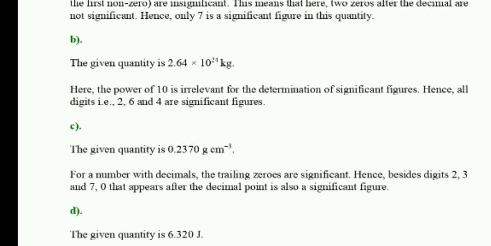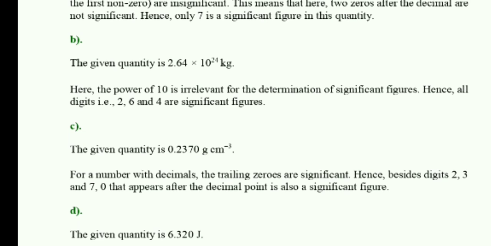Now come to B. The number is 2.64 into 10 to the power 24 kg. Here there are a total of 3 significant figures, 2, 6 and 4. Basically the power of 10 is irrelevant for determining the significant figures. Hence all the digits, that is 2, 6, 4, are significant figures.